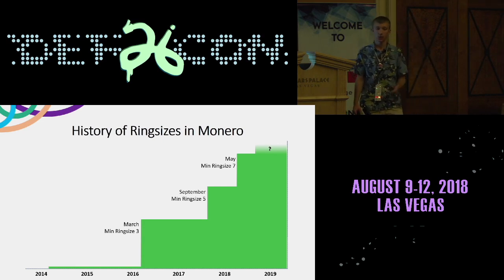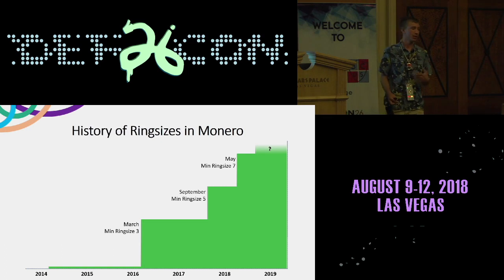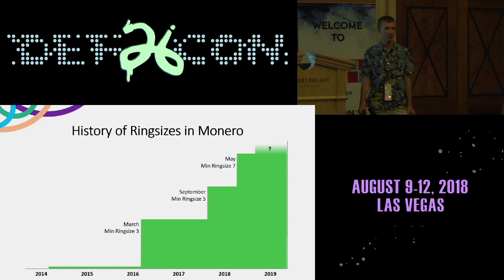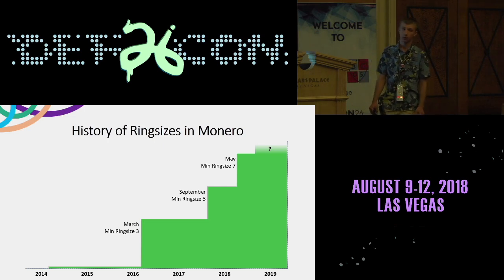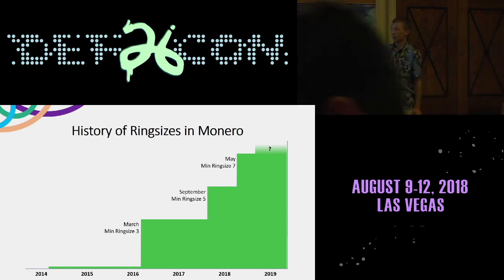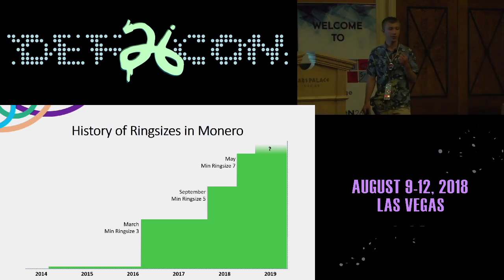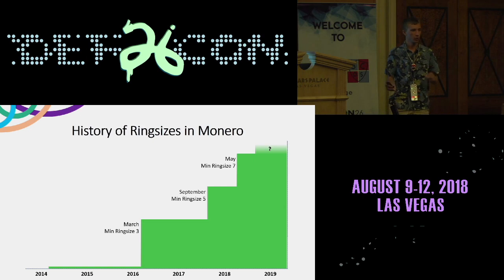And as a result, we decided that in order to actually protect the integrity of the privacy in Monero, we need to have a minimum ring size. And so in March 2016, the minimum was increased to 3. And then in September, the minimum was increased to 5. In early this year, we learned of a new attack vector, and it was increased to 7 in order to provide protection against this attack vector.